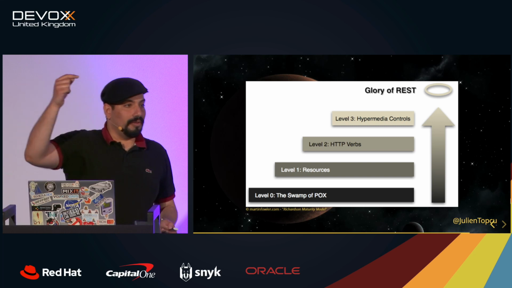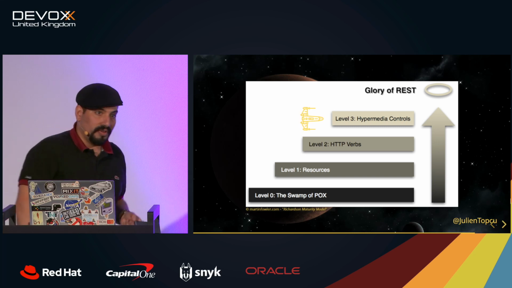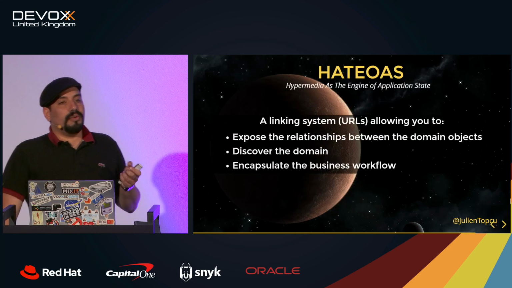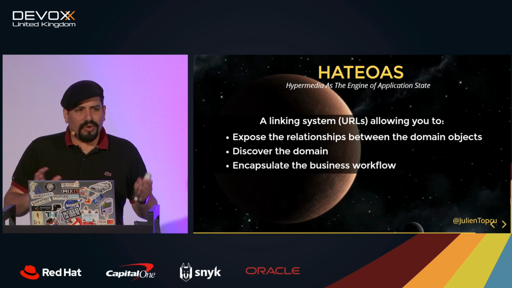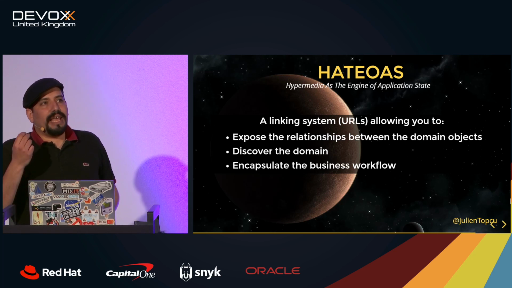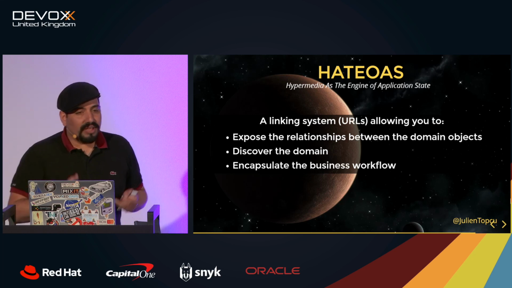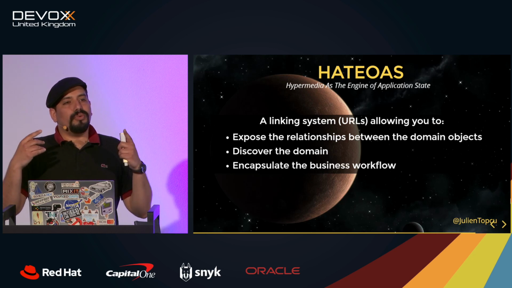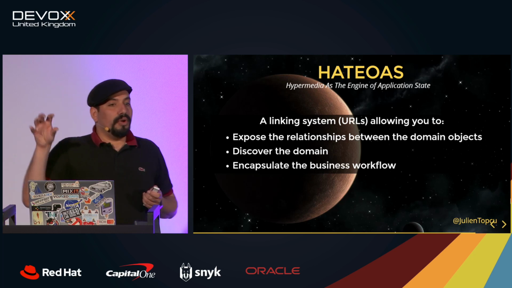But there is another level that was formalized with REST 20 years ago, which is the hypermedia controls. And this is where we will find the answer to everything. Hypermedia controls are also called HATEOAS. I don't know if you have heard about that already. This is a really strange name for hypermedia as the engine of application state. And I really like engine of application state because it sounds like a behavioral engine. And what is it? This is a linking system that will allow you to expose the relationships between your domain objects, explore the domain, and encapsulate the business workflow in your API.